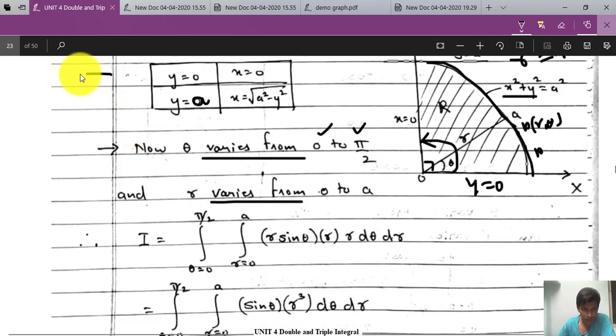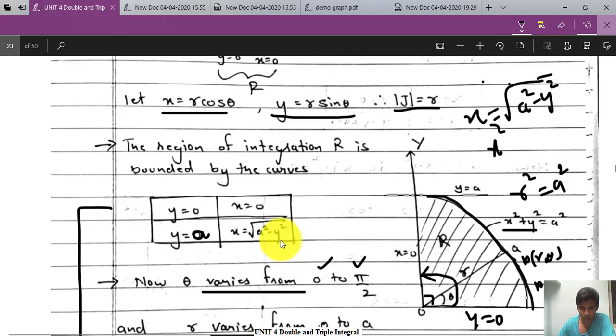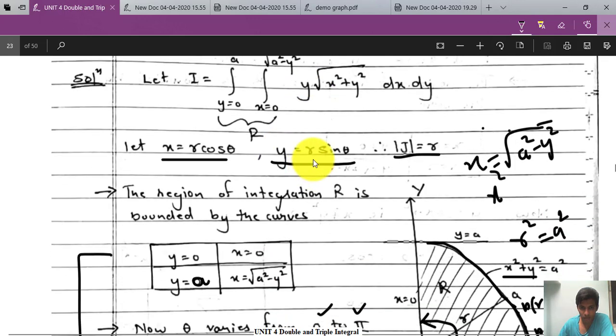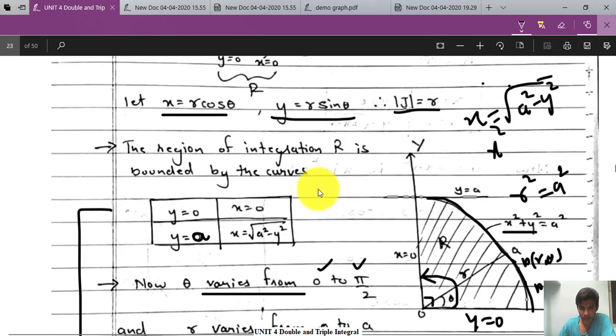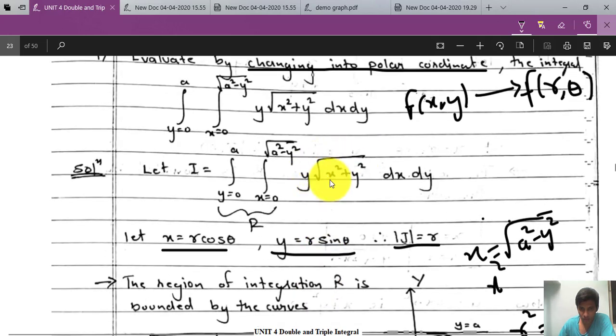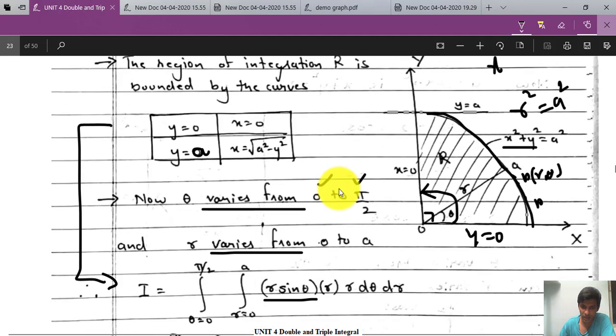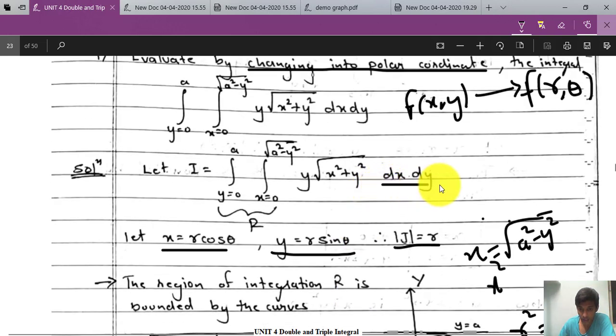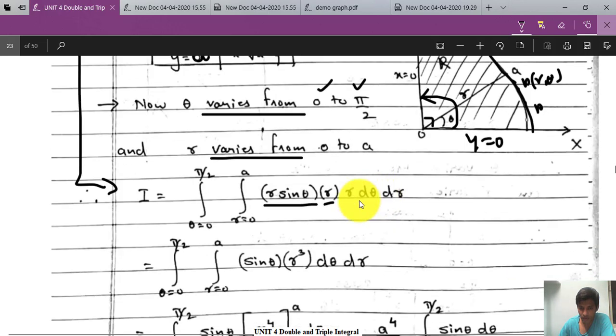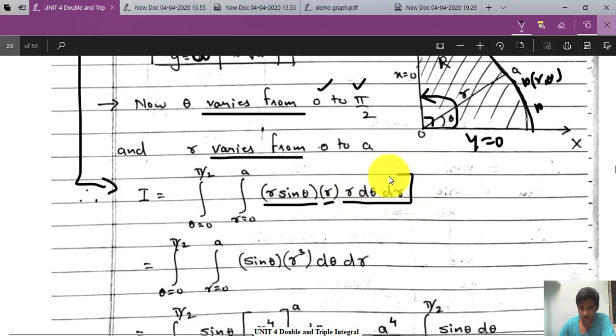Therefore my new integral with the change in limits will be, see here, what is the value of y? y is r sin theta. So I am writing r sin theta. Then what is my value of square root of x square plus y square? It is square root of r square, so the square root sign and the square get cancelled. That is the reason I am writing r. Now what is dx dy? I have already explained the value of dx dy. I am going to express dx dy as r d theta dr.